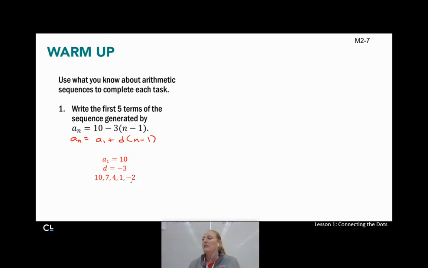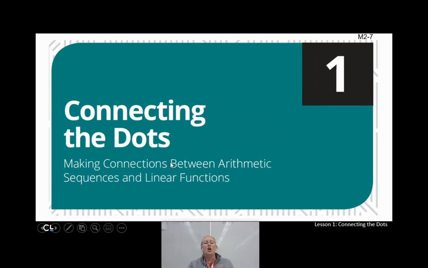There is another option. You didn't have to do it. I think most of you guys did it that way. But if you wanted to, you could have plugged in 1 for your first term, and then a 2, and then a 3, and then a 4, and then a 5. And of course, you would have gotten the same numeric sequence. So we're making connections between arithmetic sequences and linear functions. That's what we're doing today, guys.